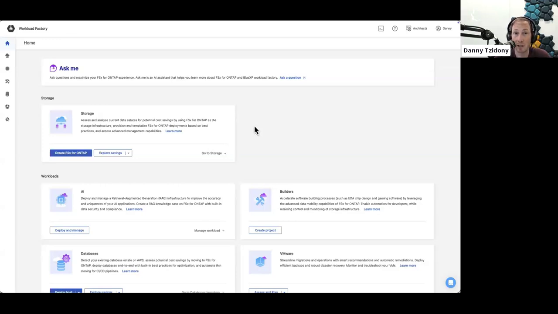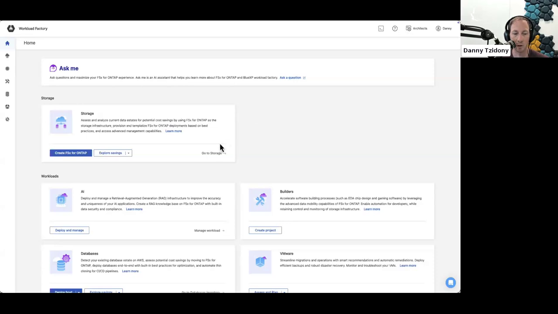Why am I using it for this demo? Everything I do in this demo can be done without Workload Factory using ONTAP CLI commands, but it will be significantly easier to do it with Workload Factory, at least easier to demo, because it's with a UI and not with CLI commands. So I'm using Workload Factory for that, but if you don't want to use it, that's fine. You can do it without.